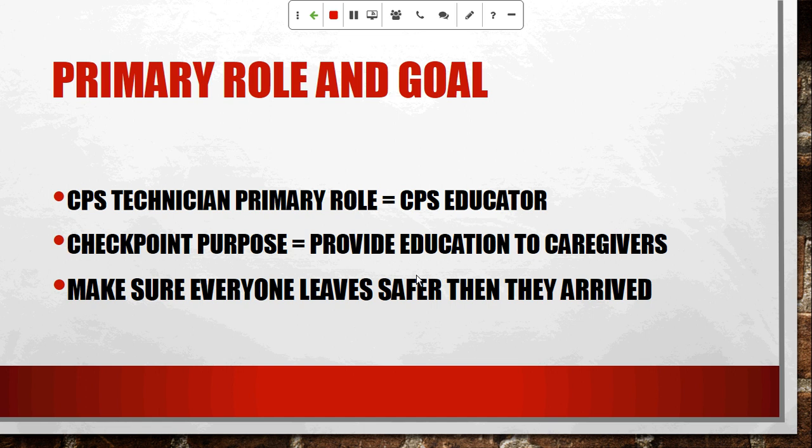The purpose of the checkup event is to provide an education service, not an installation service. So that is one of the primary concepts that you learn in CPS technician course to become a certified technician, is that you are an educator, not an installer. Ultimately, though, your main goal is to make sure that everybody leaves your checkpoint safer than when they arrived.